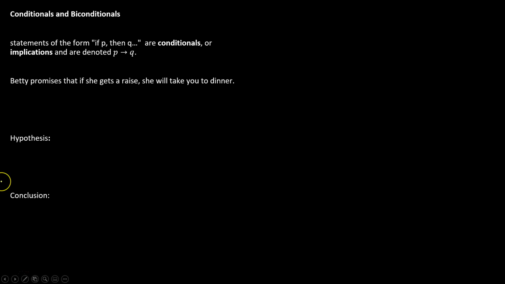Conditionals and biconditionals are another type of compound statements where you take two statements and mush them together. The notation for a conditional looks like P pointing to Q, and the way that we read this is P implies Q. Or we write that as if the statement P happens, then Q will happen. So we're going to, again, use an example to go through this and fill out a truth table.